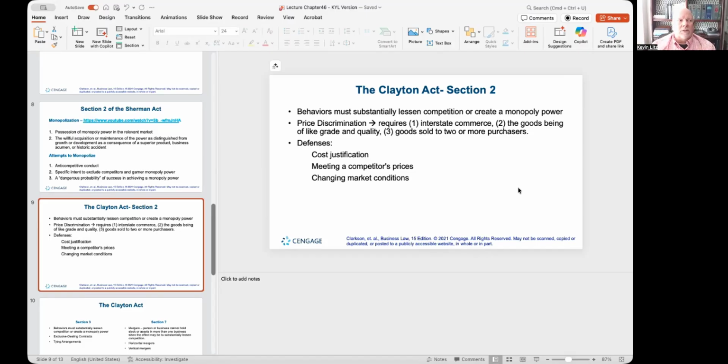you could say, look, we sell our bread at a lower price in Kansas because we don't have to transport it all the way to California. So that's a cost justification. It's not an antitrust violation. It makes sense why there would be two different prices for the same product. You might meet a competitor's price in certain markets. You might say, I'm going to sell my gas at a lower price because that's so competitive, and look across the street, this guy's selling lower.